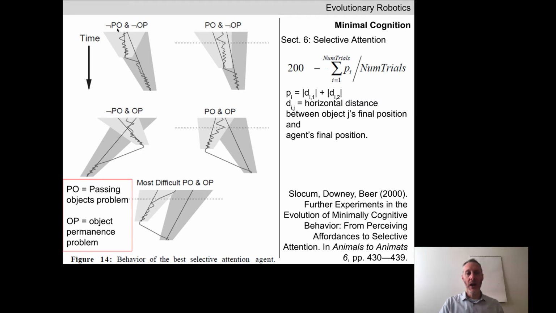Okay, so not PO and not OP means in this particular environment there was no passing objects problem and there was no object permanence problem. Let's see what this looks like. We have time on the vertical axis like we've seen before, so you can think about moving from the top to the bottom of this panel as the objects moving towards the robot.